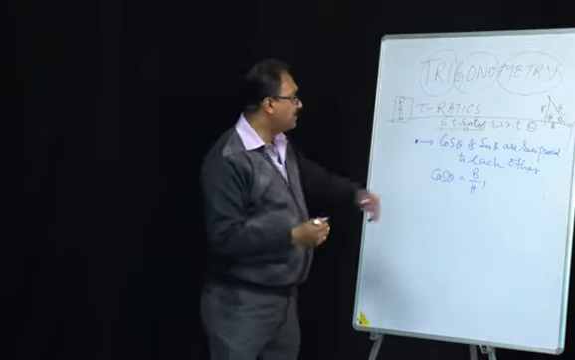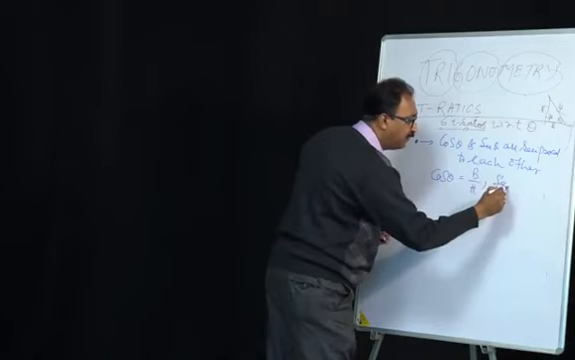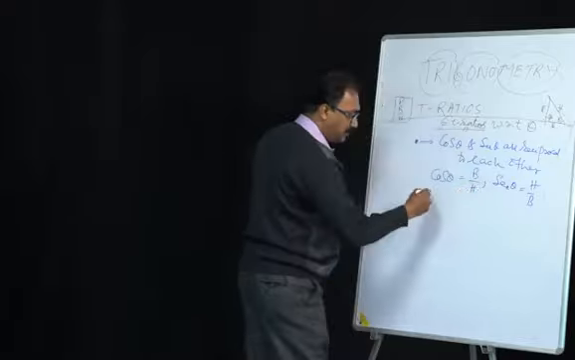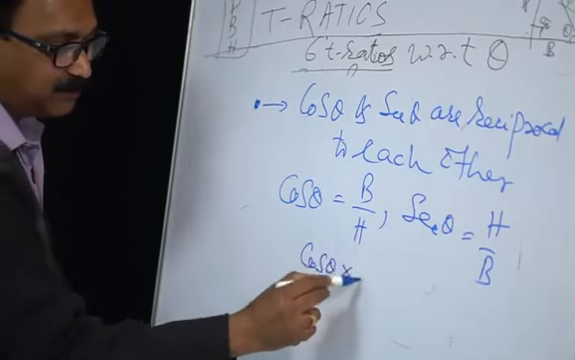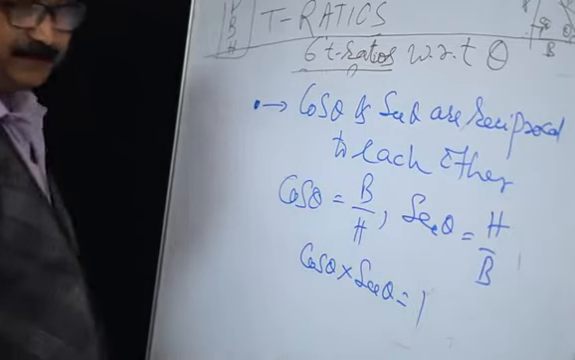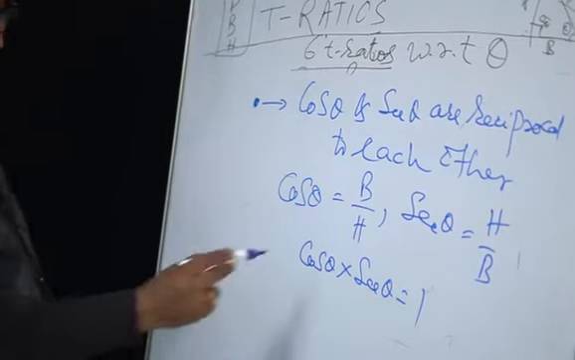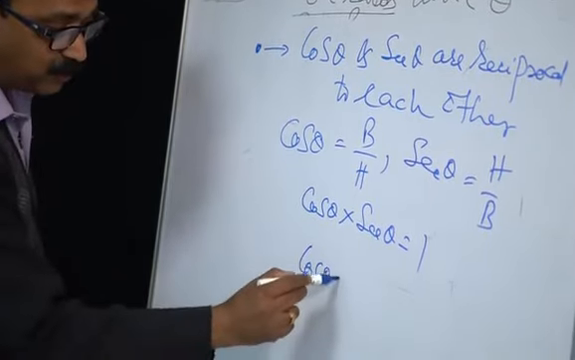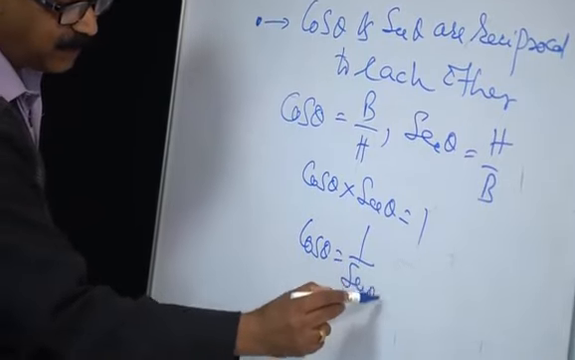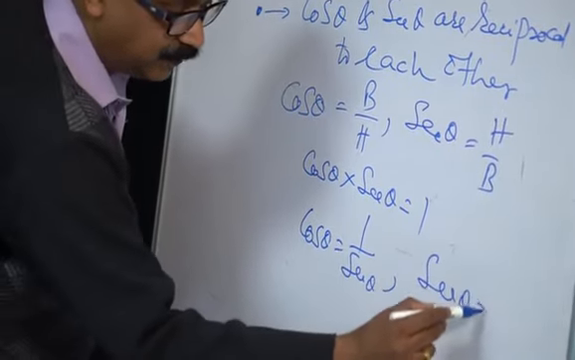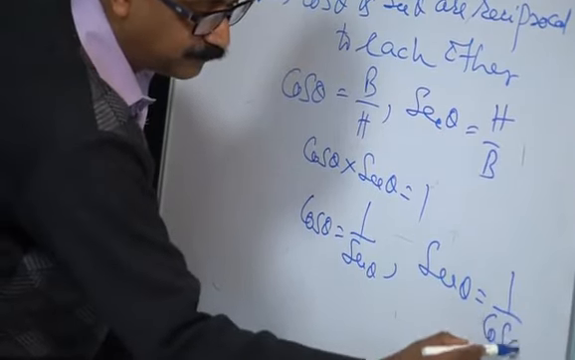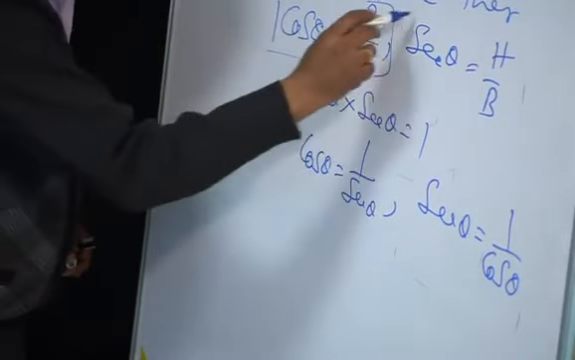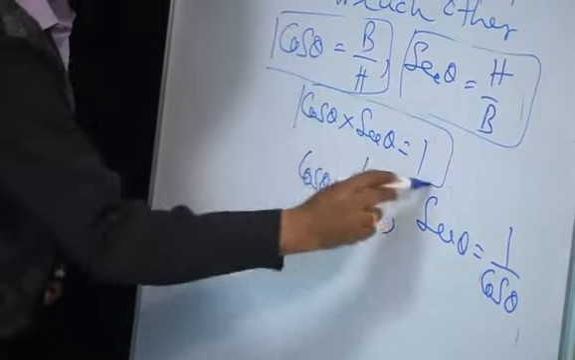Clear? Now cos is B by H. Definitely you will get the idea. Sec theta is, yes, H by B. And if I multiply cos theta into sec theta, you will get 1. In place of 1, you can use this directly, or in favor of this, you can use 1 also. And from there, we get another 2: cos theta is 1 by sec theta, and sec theta is 1 by cos theta. Clear? So we can use these as identities, as formulas. So I make it a box in order to recognize it nicely.